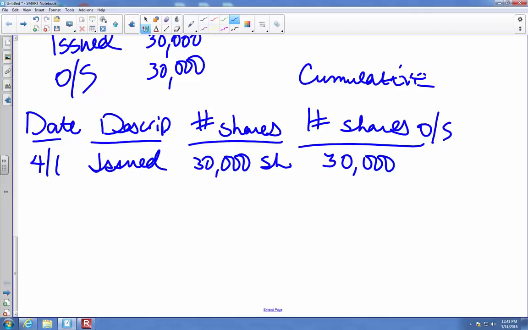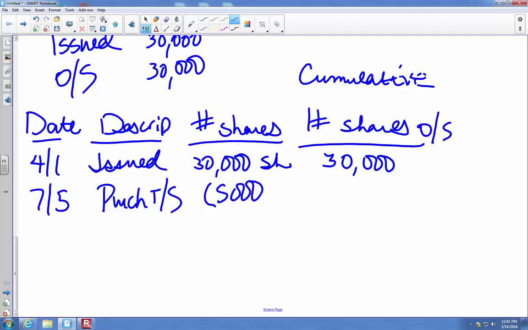If I buy 2,000 shares of treasury stock, I'm going out and I've issued it to you guys. I'm going to go buy it back and put it in my treasury. So if I go purchase treasury stock, what did I just say, 5,000 shares? What's out there now? Right? Because I just went and bought them back. So my whole point of this is you need to keep a stock register.